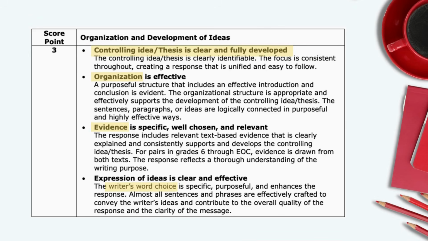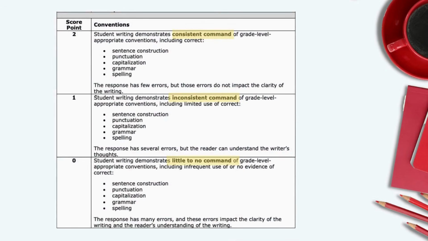To sum it up, they are basically looking for a fully developed controlling idea or thesis, relevant text evidence from the passage, or in some cases, both passages, and word choice is clear. Then in the conventions, they are looking to see if the student has consistent, inconsistent, or little to no command over sentence structure, punctuation, capitalization, grammar, and spelling. This is much easier to see in the students' sample examples.